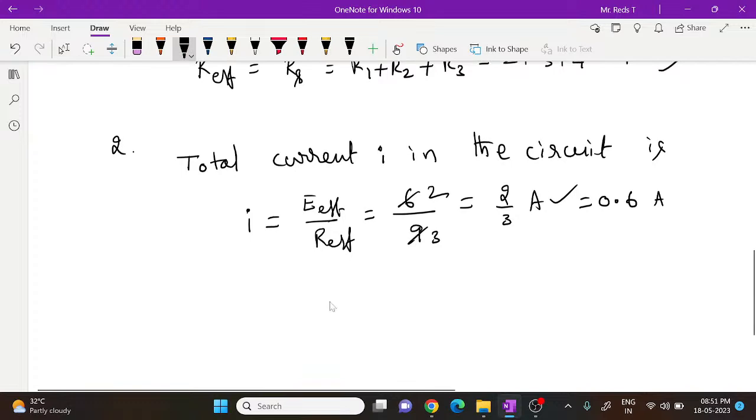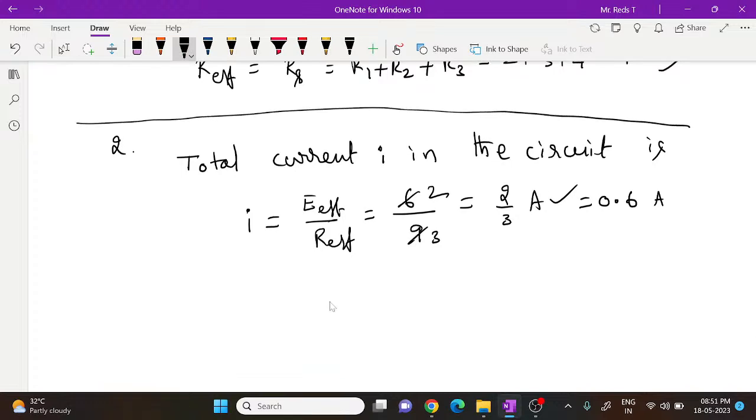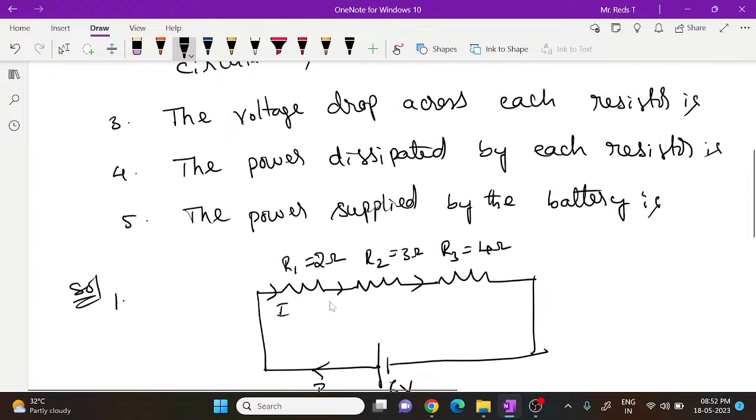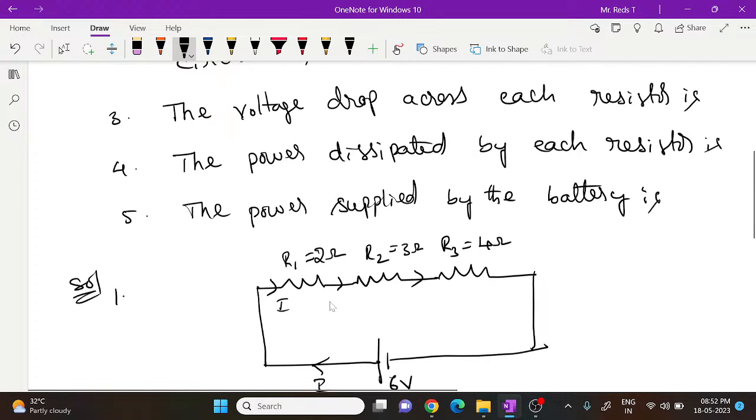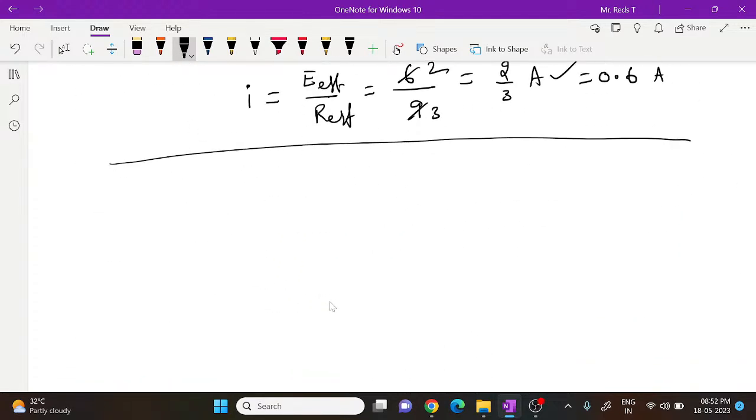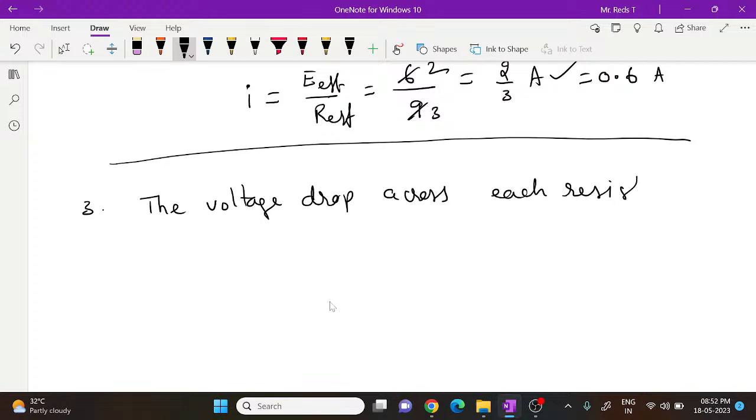Meanwhile, this is the second part. First part, second part, third part. What is that? The voltage drop across each resistor. Try to draw this circuit once again so that you will get it clearly. The voltage drop across each resistor. So redraw the circuit once again, guys.